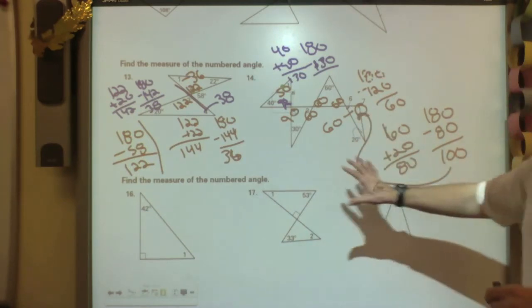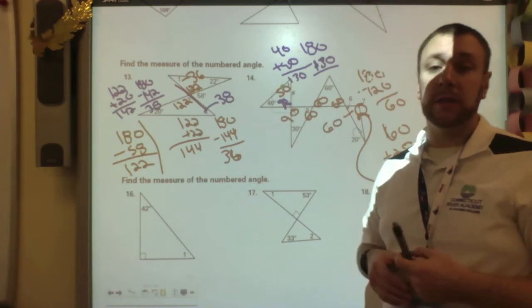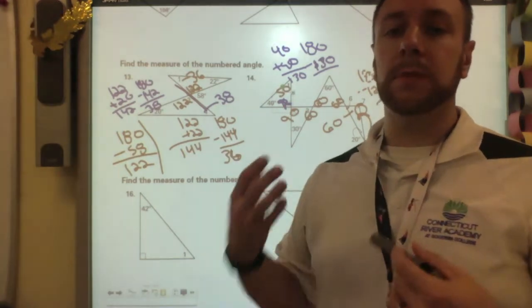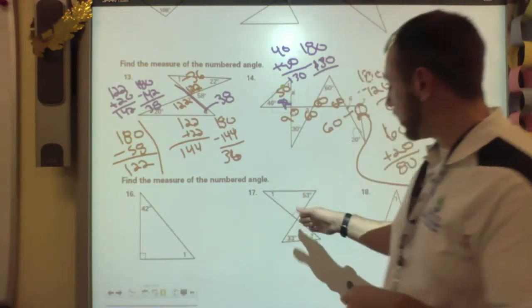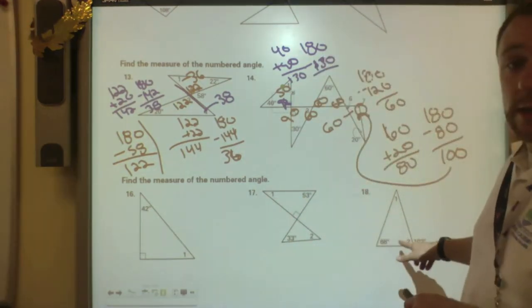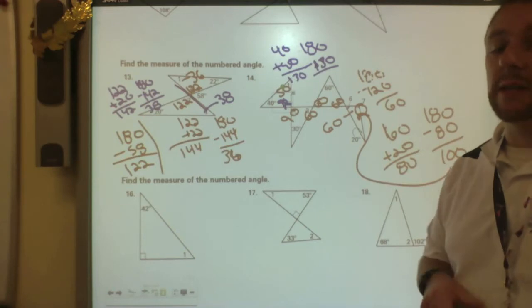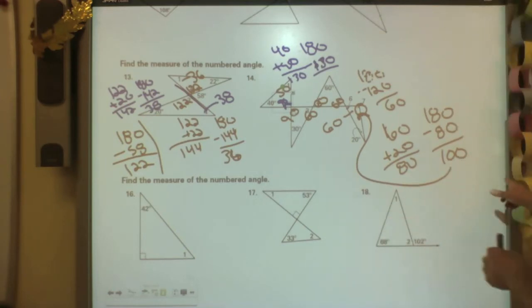So that's the process for the rest. All you're doing is finding the missing measure. All the triangles add up to 180 degrees. And then you use vertical angles and linear pairs to find the ones on the inside of the triangle.